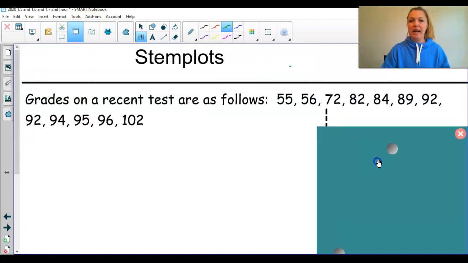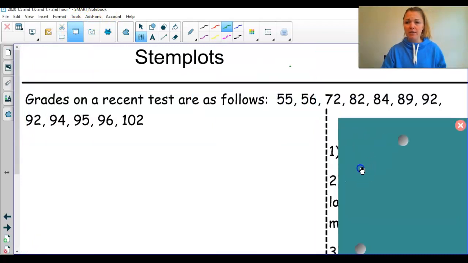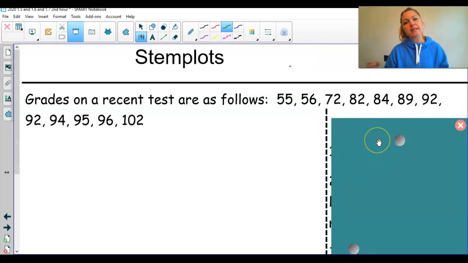So I have my data. I have grades on a recent test as follows, okay? And step 1, when you're making a stem plot, well, before we do it, stem plots are really nice for small data sets because you can actually see the numbers versus a histogram, which we'll learn in a minute. So I do like stem plots when there's a small amount of data, although they're not common practice for regular media outlets. You don't necessarily see a stem plot in a CNN article or a Fox News article. You would see a histogram, okay?